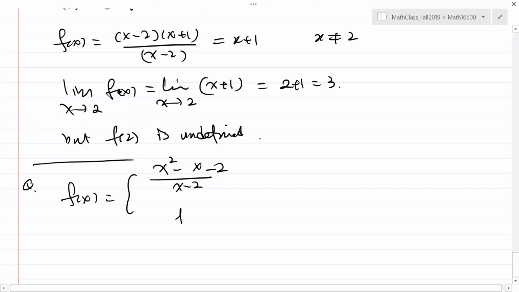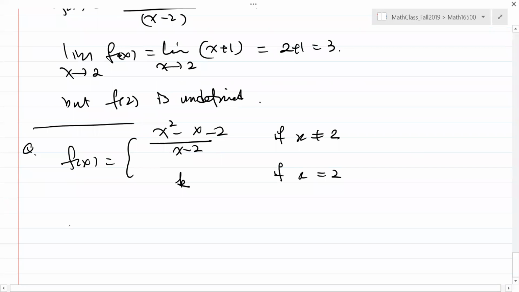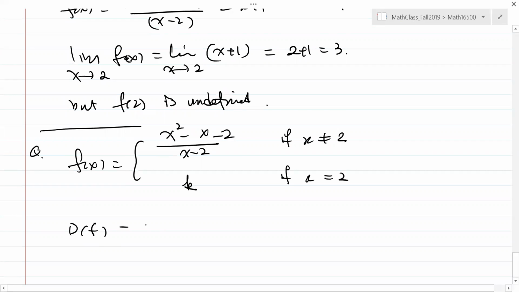Yeah, this is k if x is not equal to 2, and 3 if x equals 2. All right, so this function is defined on the whole line for any x. So the domain of the function is the whole line. Okay, in this case, slightly different, right?